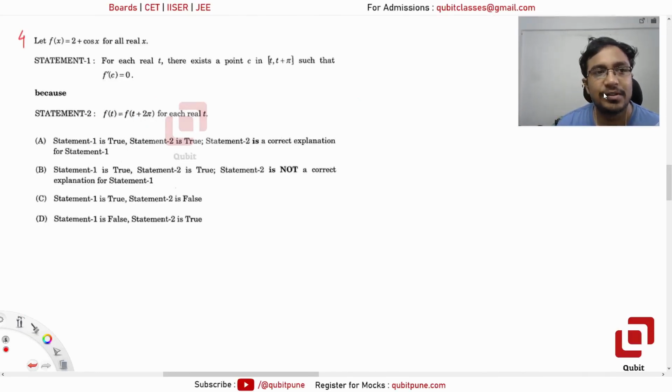Let f of x be 2 plus cos x for all real x. Statement 1: For each real t, there exists a point c in the closed interval t to t plus pi such that f dash of c is 0. Because, statement 2: f of t is equal to f of t plus 2 pi for each real t. Option A: Statement 1 is true, statement 2 is true, and statement 2 is a correct explanation for statement 1. Option B: Statement 1 is true, statement 2 is true, and statement 2 is not a correct explanation for statement 1. Option C: Statement 1 is true, statement 2 is false. Option D: Statement 1 is false, statement 2 is true.